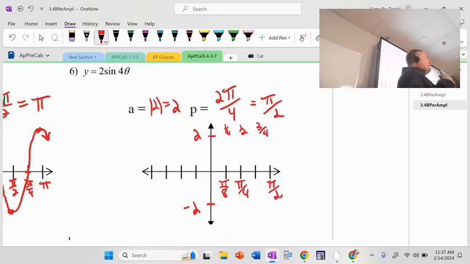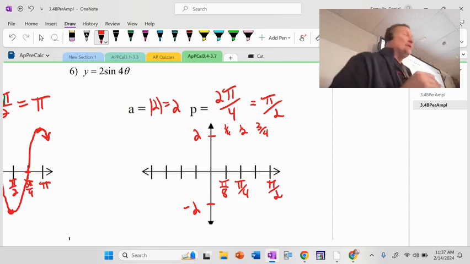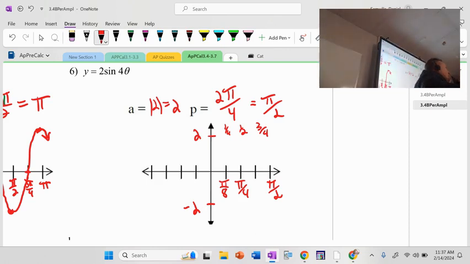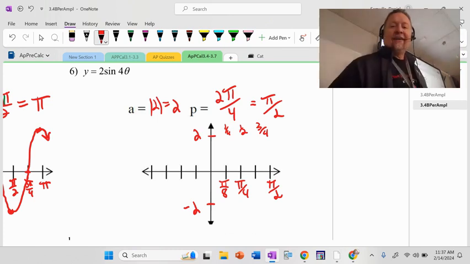1 pi over 8, 2 pi over 8. What's the third one? 1 pi over 8, 2 pi over 8, 3 pi over 8. Is this 4 pi over 8? I always do that to make sure I'm okay. Is that 4 pi over 8? I don't know. I'll learn that in calculus. Wrong! 4 pi over 8 does reduce to pi over 2.